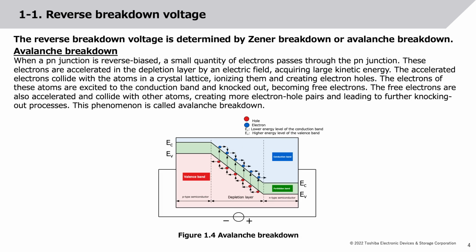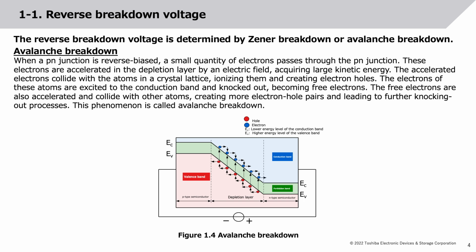Avalanche breakdown. When a p-n junction is reverse biased, a small quantity of electrons passes through the p-n junction. These electrons are accelerated in the depletion layer by an electric field, acquiring large kinetic energy. The accelerated electrons collide with the atoms in a crystal lattice, ionizing them and creating electron holes. The electrons of these atoms are excited to the conduction band and knocked out, becoming free electrons.